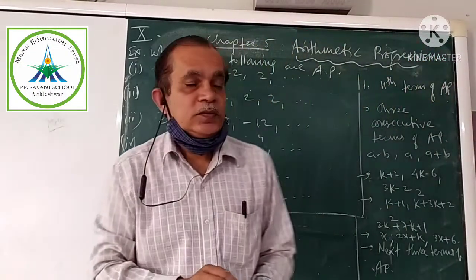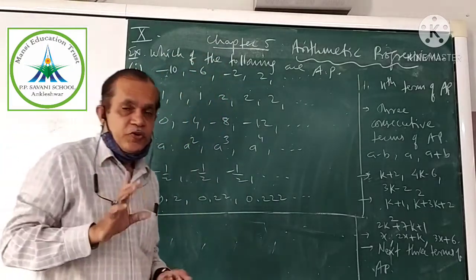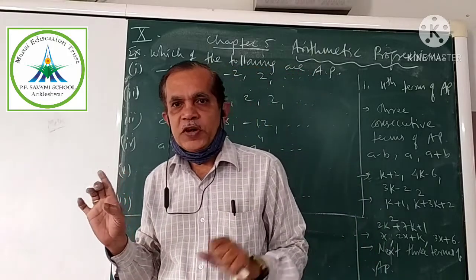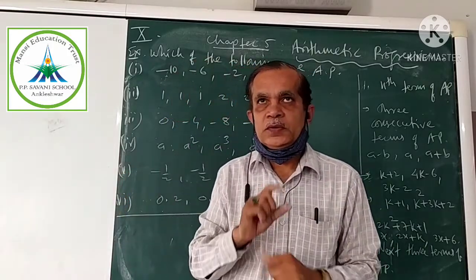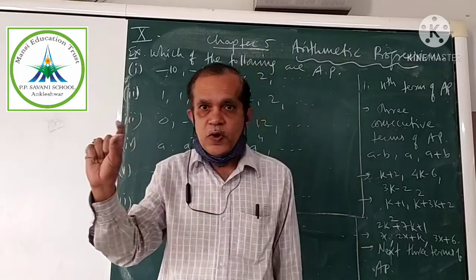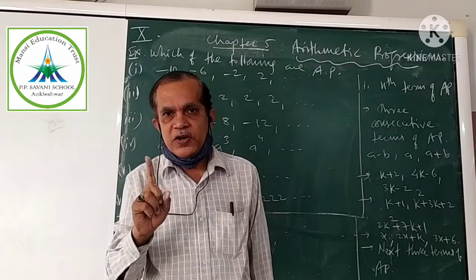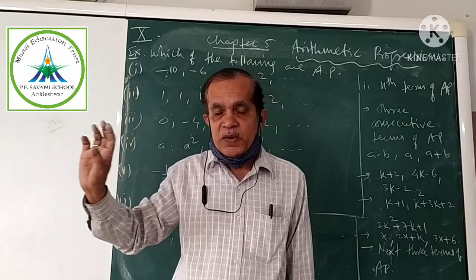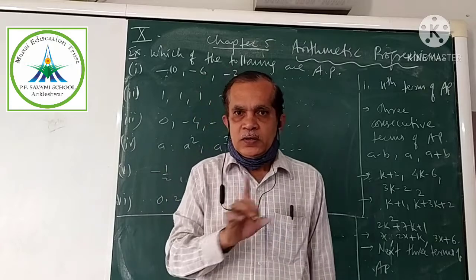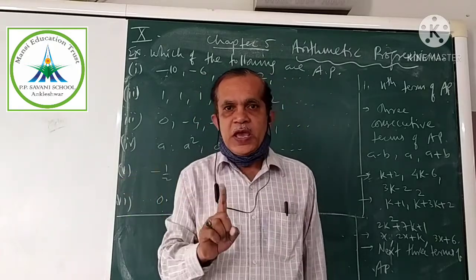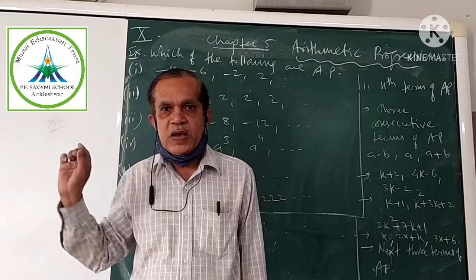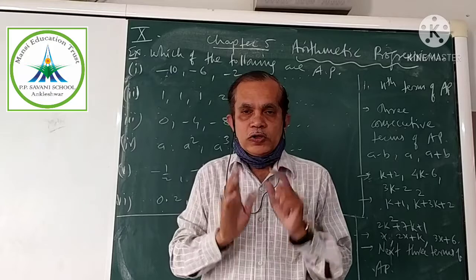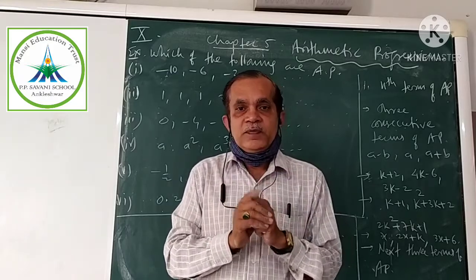Welcome, class 10. In the previous video we learned what a sequence is, what an AP is, and the difference between a sequence and an AP. We also learned the general form of a sequence: A1, A2, A3, ... AN, which satisfies a particular definite order. The general form of an AP is A, A plus D, A plus 2D, A plus 3D, ... AN. We also discussed the common difference.